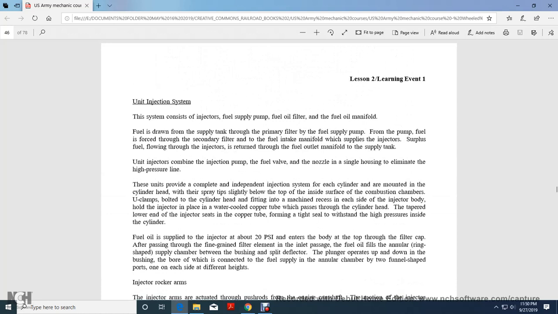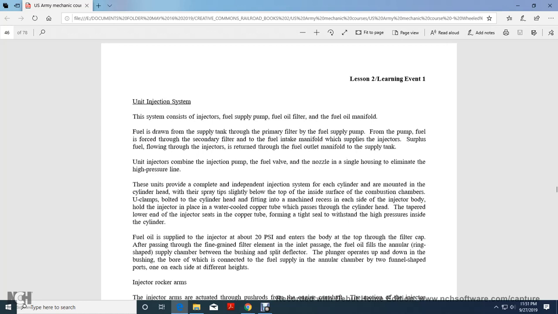Alright, unit injection system. The system consists of the injectors, the fuel supply pump with the fuel oil filter, and the fuel oil manifold with the drum, with the supply from the tank with the primary filter, the fuel supply pump. From the pump, the fuel is forwarded through the secondary filter to the fuel intake of the manifold, with the supply of fuel to the injector, the flow of the injector return, and the outlet manifold to the supply tank, of the outlet unit injectors.